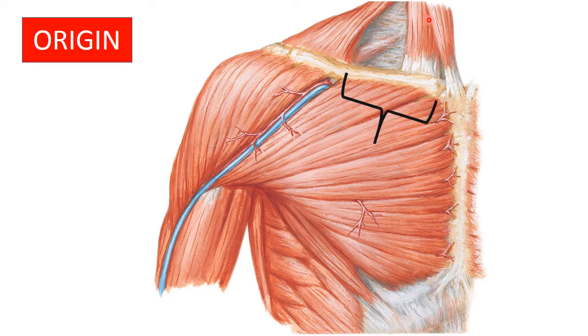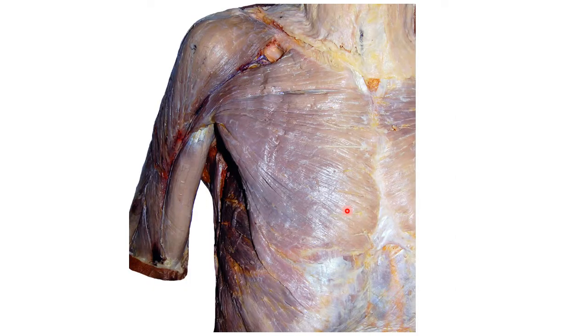Clavicular fibers, sternocostal fibers, and lower fibers of abdominal muscle fibers. Now, in this dissected specimen, you can identify clearly how these three sets of fibers were divided: clavicular, sternocostal, and abdominal muscle fibers, upper fibers, middle fibers, and the lower fibers.